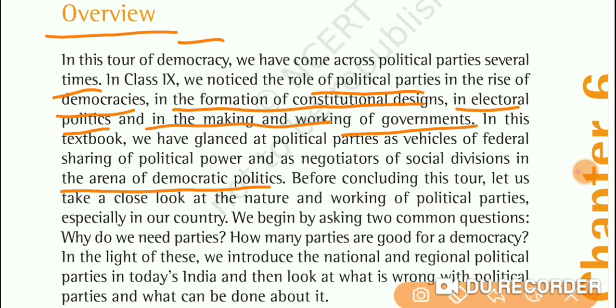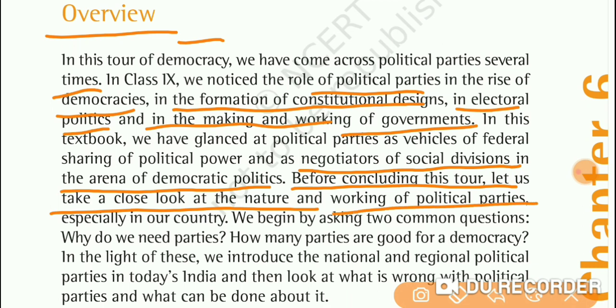And we shall also discuss political parties as the negotiators of social divisions, meaning how political parties represent different social divisions in society and how they help people of different community, caste, creed, gender, religion and different social diversities. And before concluding this tour, let us take a close look at the nature and working of political parties. We shall also discuss the important nature of political parties and how they work, especially in our country.